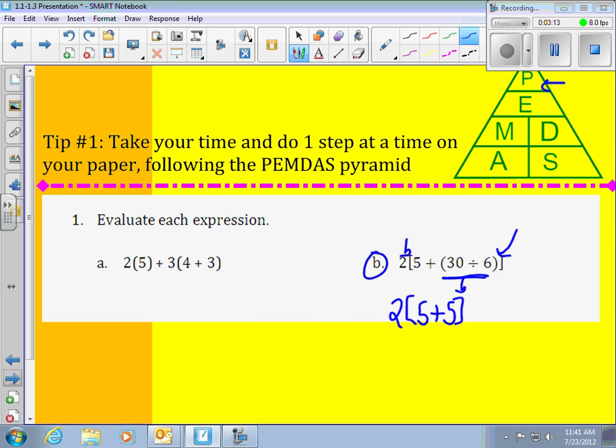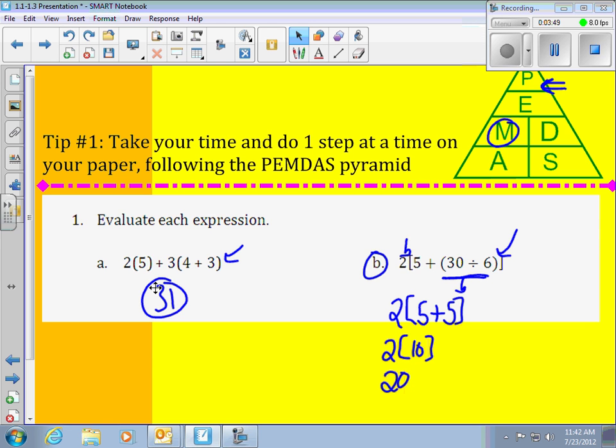And there's our first step. We're not done with parentheses yet because the brackets here are a grouping symbol. We're going to do that also. 5 plus 5 is 10, so this becomes 2 times 10. And finally, we have some multiplication here. Just the 2 times 10 is 20. Okay, I'm going to let you try A if you want to. And the answer to 1A here is, I think it's 31. So try that and see if you can get it. We're going to move on to the next problem.